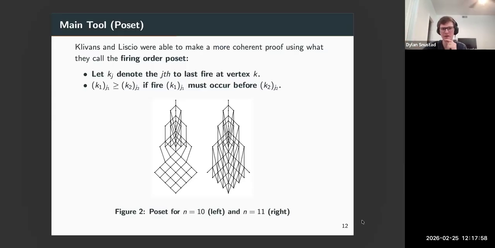Why this is so nice as a construction is that you'll notice, as I just mentioned, you get this nice diamond shape happening here in your poset.